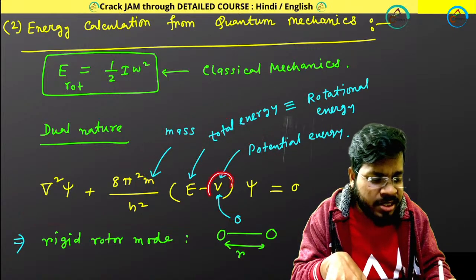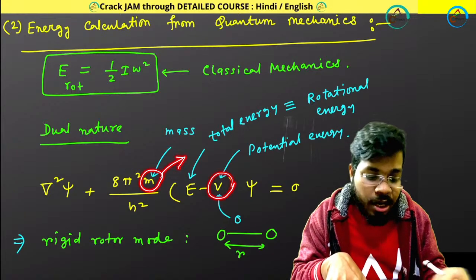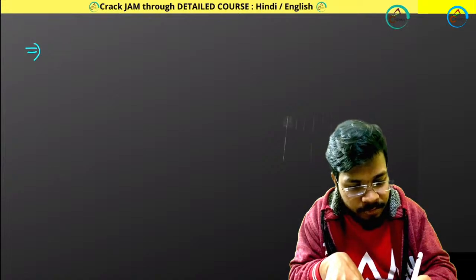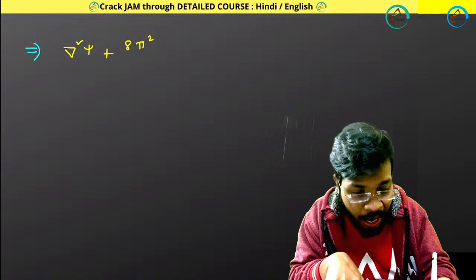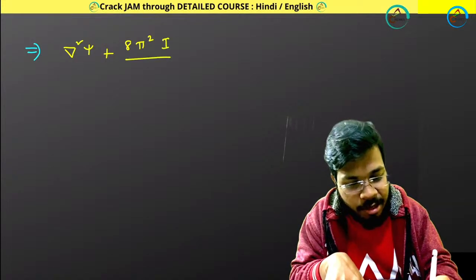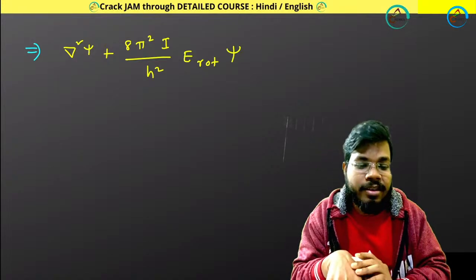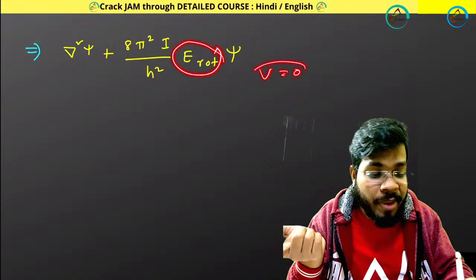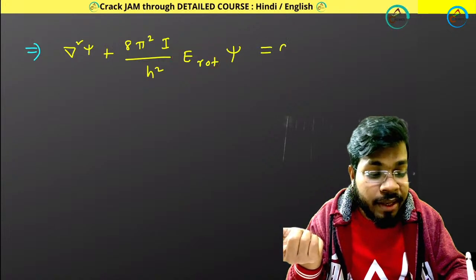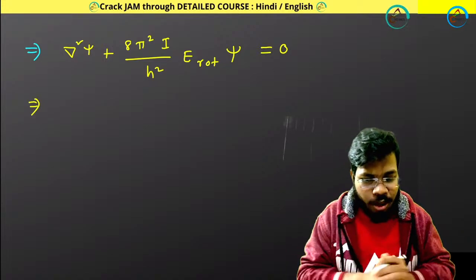As my potential energy is zero and my mass is converting to the moment of inertia of the molecule, I will be getting this kind of expression: del square psi plus 8 pi square I, that is called moment of inertia, divided by h square, E rot, psi. Why have I taken E rot? Where is V? V is 0 because the molecule is following the rigid rotor model. Got it? Simple.